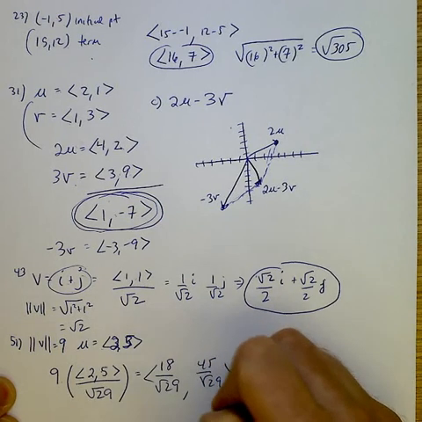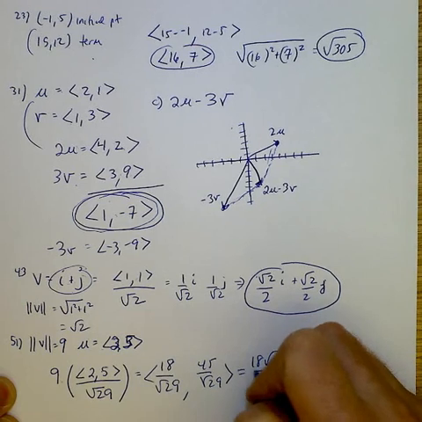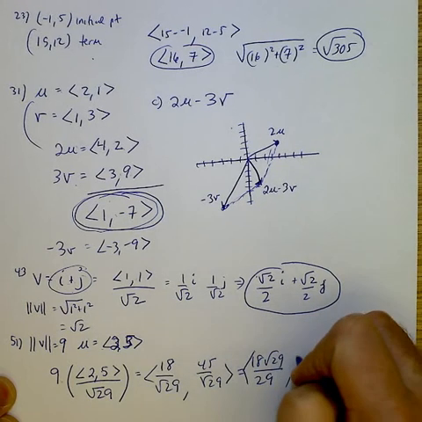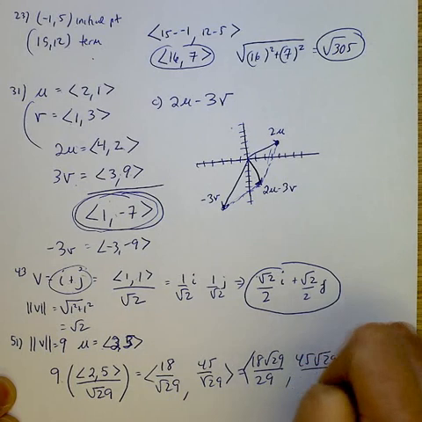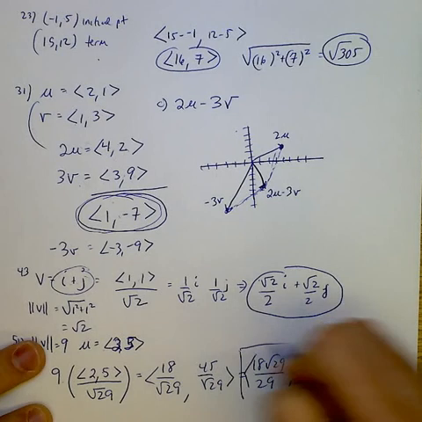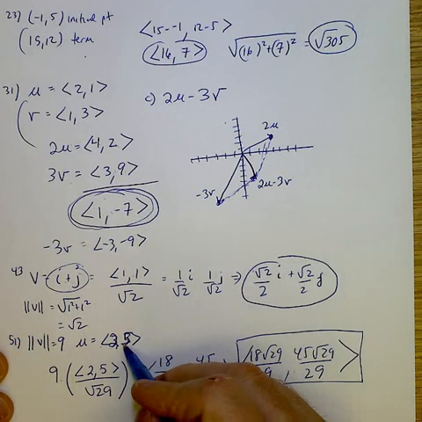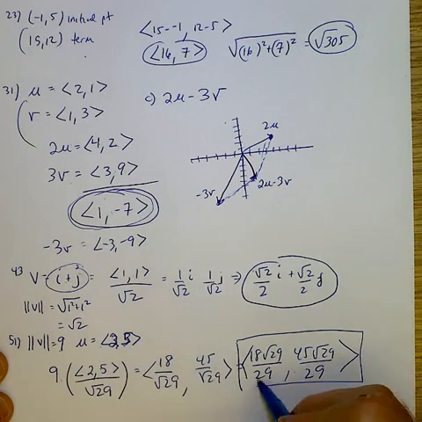We can get rid of the radical in the denominator by doing this. And this would be a vector that's in the same direction as u, but has a magnitude of 9. If you were to go ahead and find the magnitude of this component form vector, it would be 9.